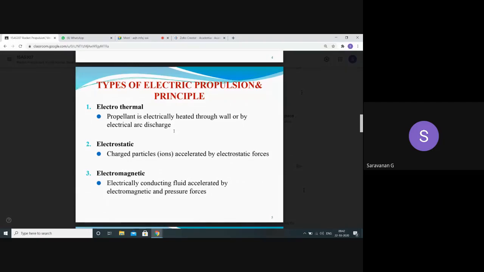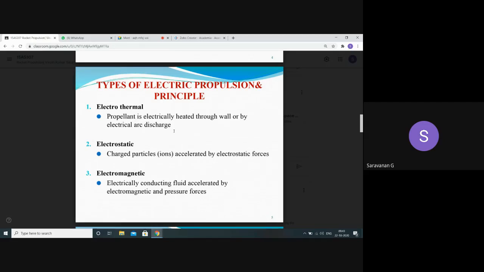With that, we can create, accelerate, and expel. So the basic principle for all these systems, electrostatic, electromagnetic, and electrothermal, is the creation, acceleration, and expulsion of charged particles.